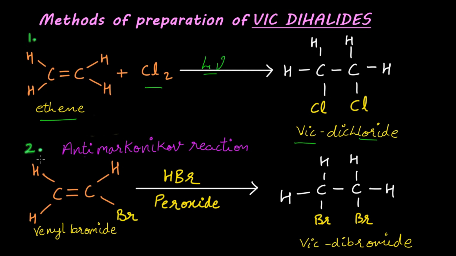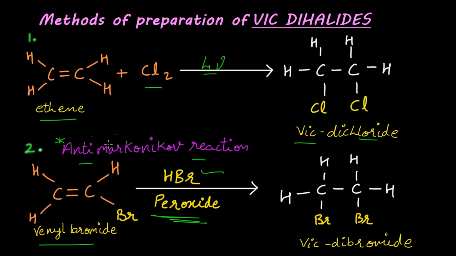Now the second reaction is important because it follows the anti-Markovnikov rule. What happens when vinyl bromide is treated with HBr in presence of peroxide? As soon as you find peroxide, you will use the anti-Markovnikov rule. And what is the Markovnikov rule? Let's talk about the Markovnikov rule first.